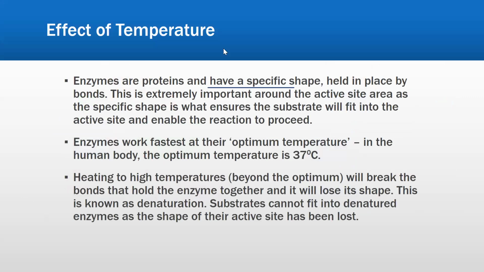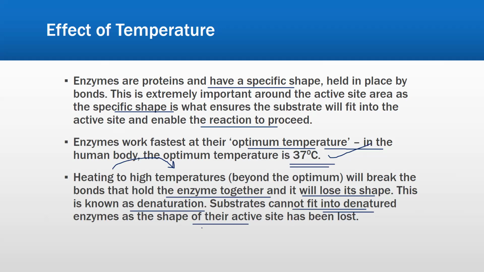Enzymes are proteins and they have a specific shape held in place by bonds. This is extremely important around the active site area, and the specific shape is what ensures the substrate will fit into the active site and enable the reaction to proceed. Enzymes work the fastest at their optimum temperature, and in the human body the optimum temperature is 37 degrees Celsius. Heating to high temperatures beyond the optimum will break the bonds that hold the enzyme together and it will lose its shape. This is known as denaturation, where the substrates cannot fit into the denatured enzyme as the shape of their active site has been lost.